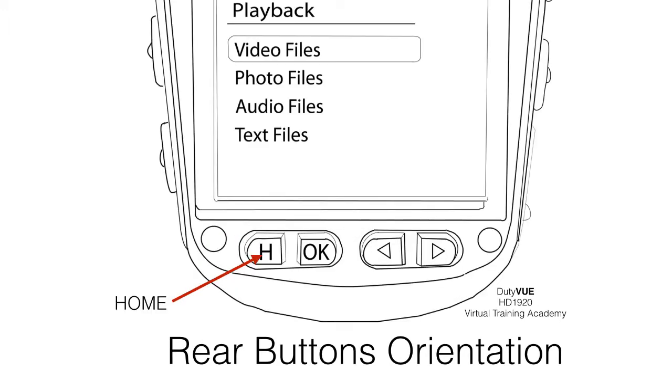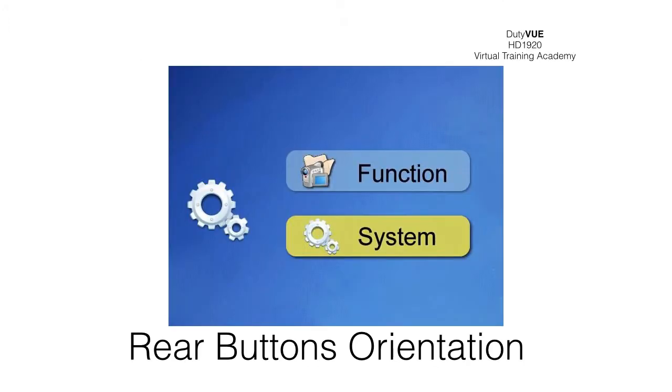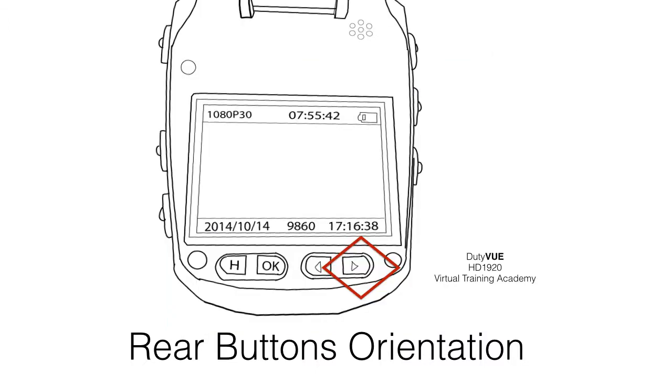This button gives you instant access to the unit's menu, which allows custom configuration and programming of the DutyVUE's many features and functions. A single press of the Home or H button will bring up a menu screen offering 2 options. The one at the top is labeled Function and the lower one is labeled System. You can toggle or switch between the 2 choices by using the 3rd and 4th buttons, which are the 2 buttons on the right. Pressing either of these will move the selection highlight to the next choice.